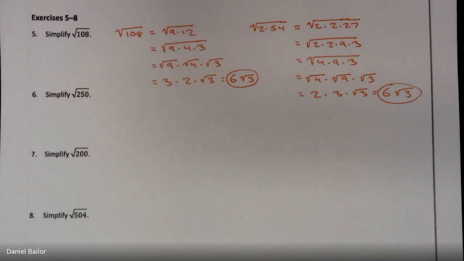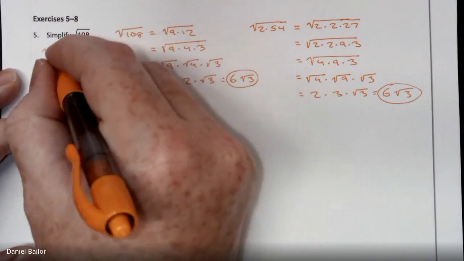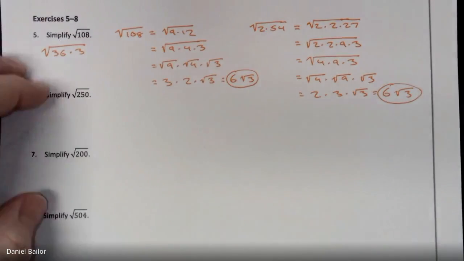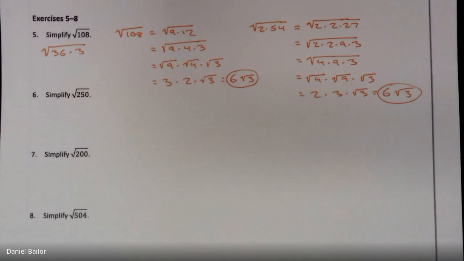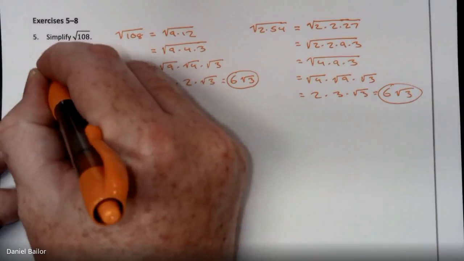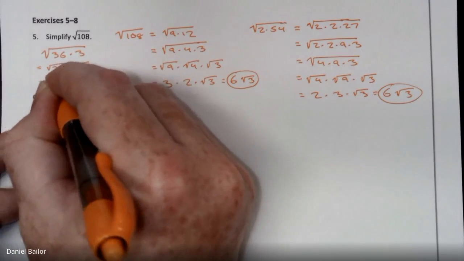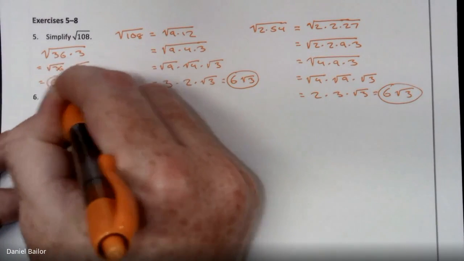The fastest way to do this, and I don't know if anybody saw this, you could have just done 36 times 3, and you could have simplified it the fastest way. If you did 36 times 3, you get the square root of 36 times the square root of 3, which is 6 times the square root of 3.